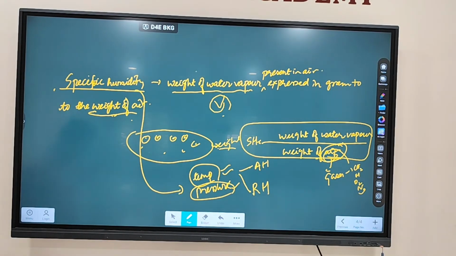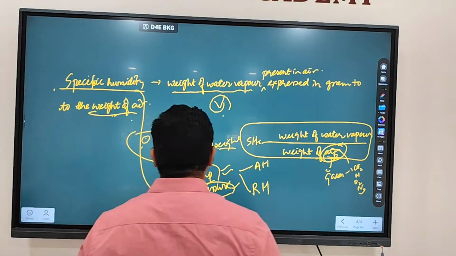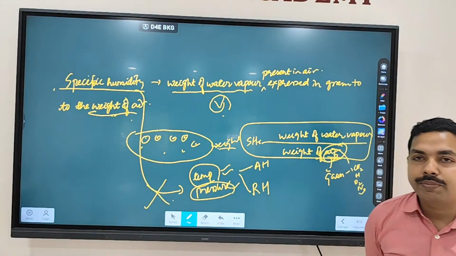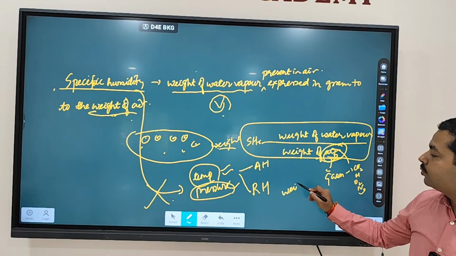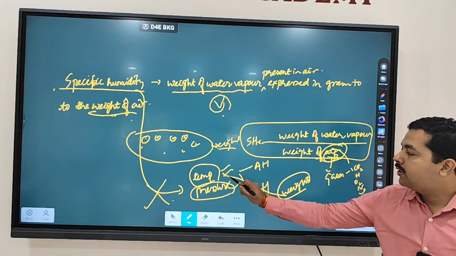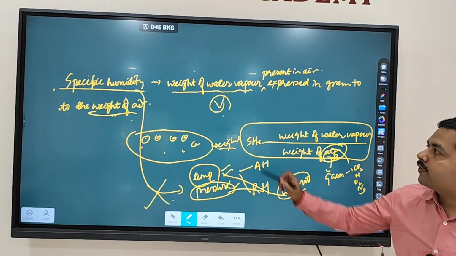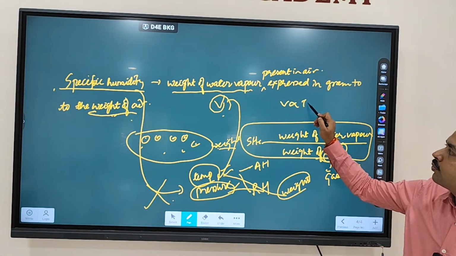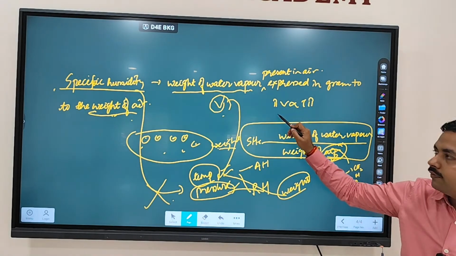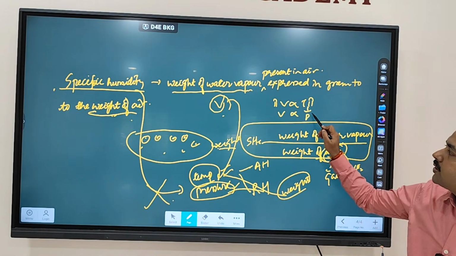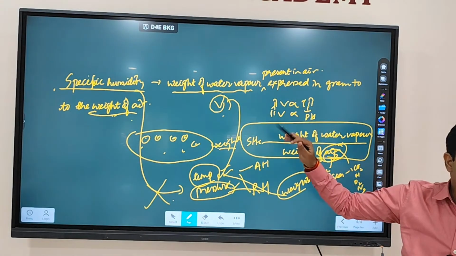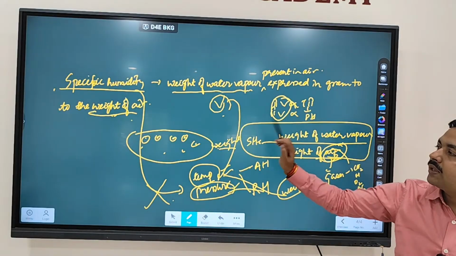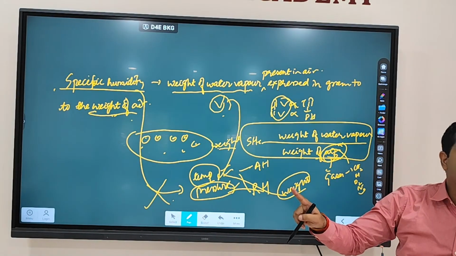Fine. Anyone else? Whether it will vary with temperature or pressure or not? Specific humidity does not vary with temperature and pressure because weight is not dependent on them. Earlier, why was it varying? Because volume was dependent on temperature and pressure. We discussed that when temperature increases, volume will increase. When pressure decreases, volume will increase.